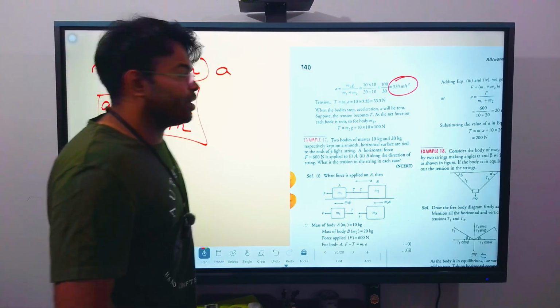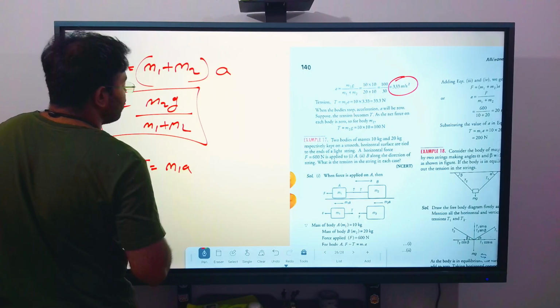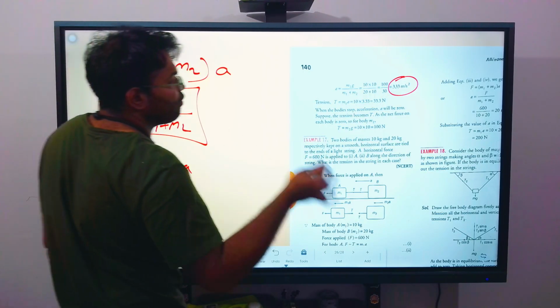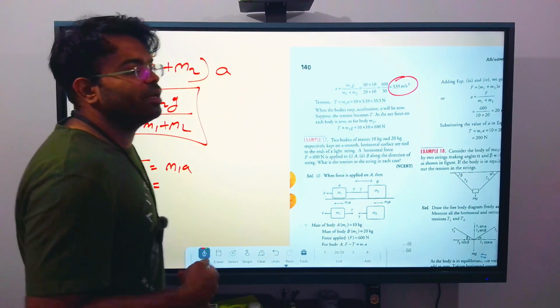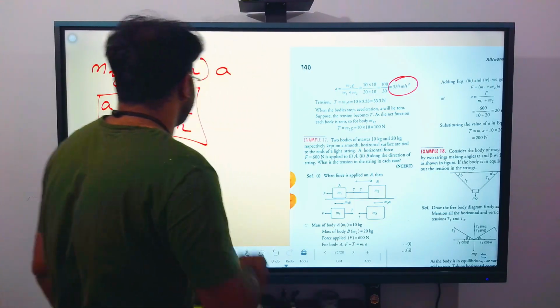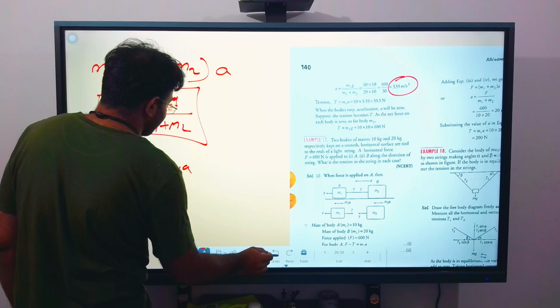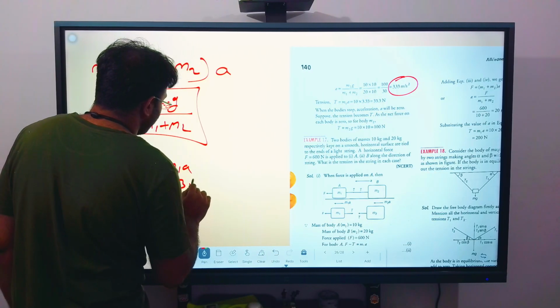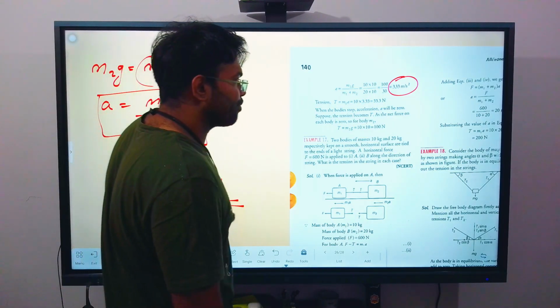And what is the tension on the string? The tension on the string is T is equal to m1 into a. Therefore, we put the values of m1, that is 10 kg, multiplied by 3.33 meters per second square. We will get 33.33 newtons. Clear?